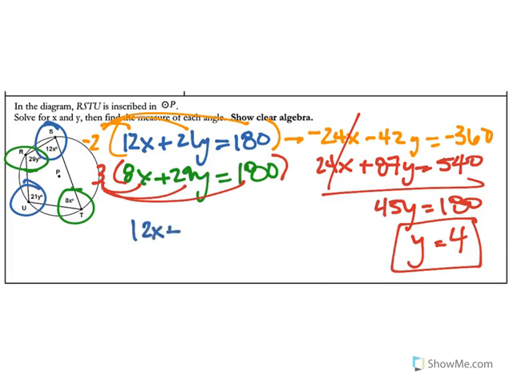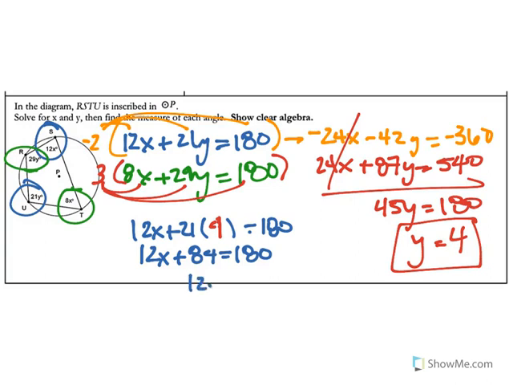So I'm going to do 12x plus 21 times 4 equals 180. The one I did is not more correct than the other one. I just felt like doing this one. You could have done the green equation. You could have plugged it in even to the orange one after you changed it. Does not matter. 12x plus 84 equals 180. We're going to minus 84 from both sides. I get 96. 12x equals 96. Divide by 12, and then x equals 8. And that's it.